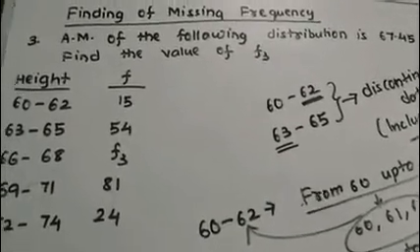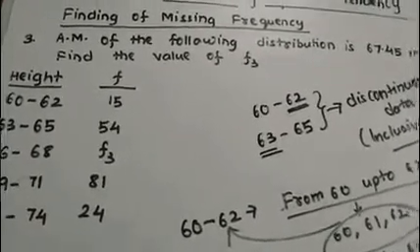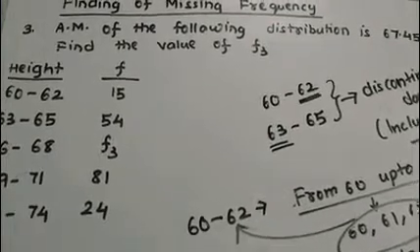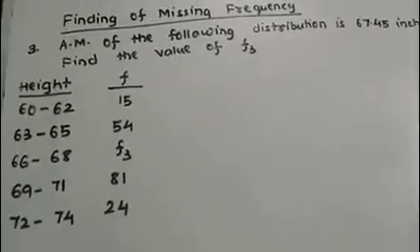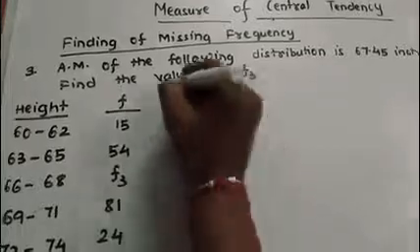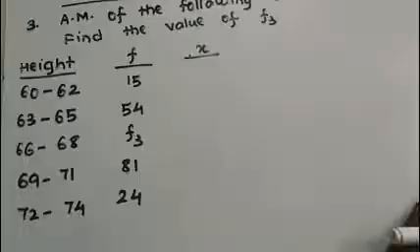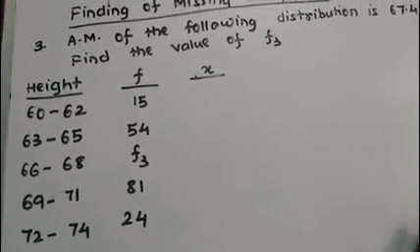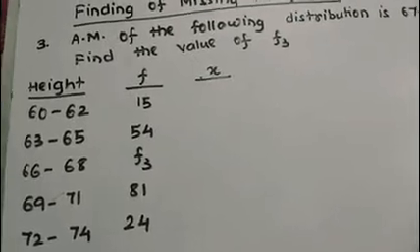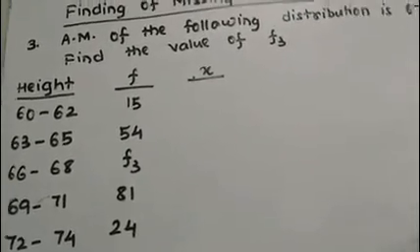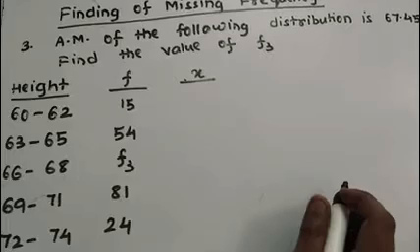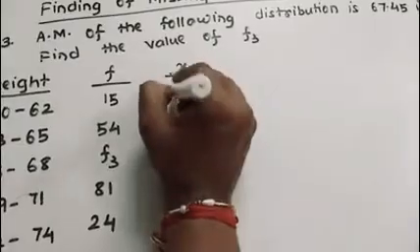Let us leave this here for the discontinuous way only. You will see the answer, there is no effect in the answer. So now, the next thing we have to find is the mid value. First of all, we have to find x. The x formula is lower limit plus upper limit divided by 2. 60 plus 62, 132 divided by 2, that is 61.